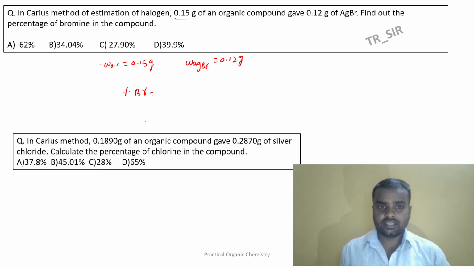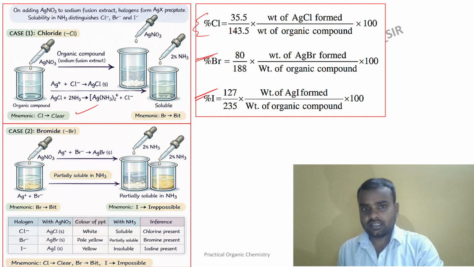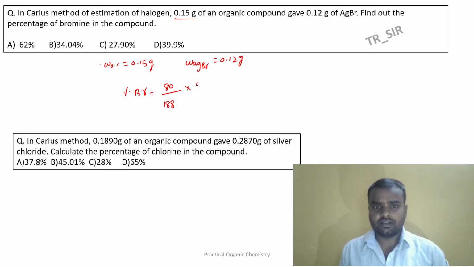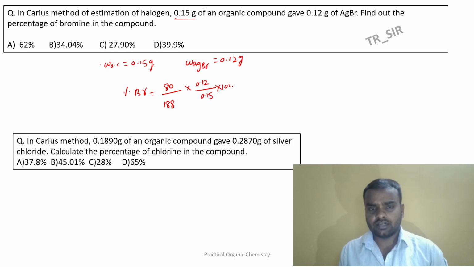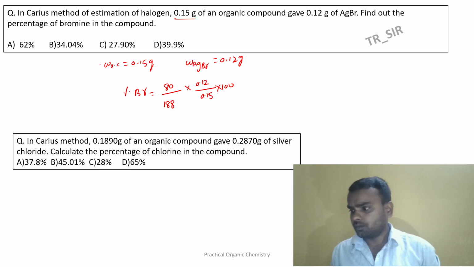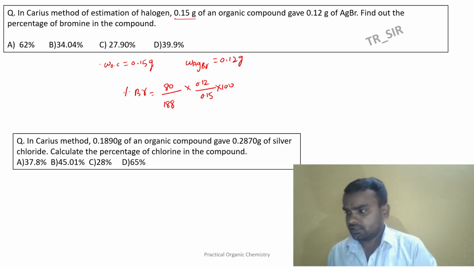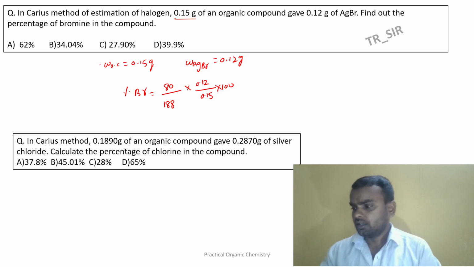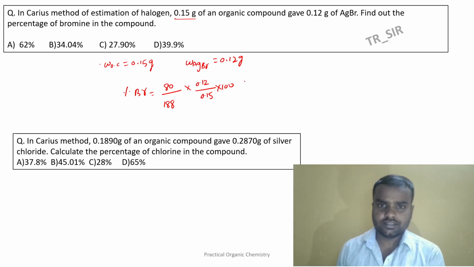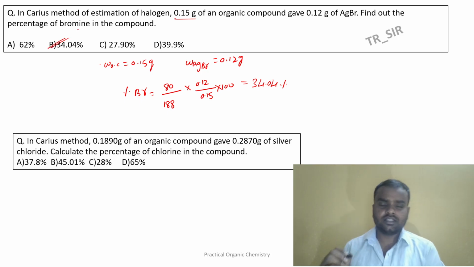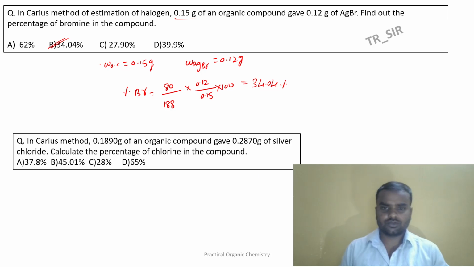So the percentage of bromine is equal to the bromine weight. The bromine weight will be 80 by molar mass, how much? 188. We can see here the bromine percentage given clearly, into the weight of AgBr 12 by 15 into 100. So after solving, how much will we get? We'll get 34.04 percent. That is, option B is the correct answer for this question.